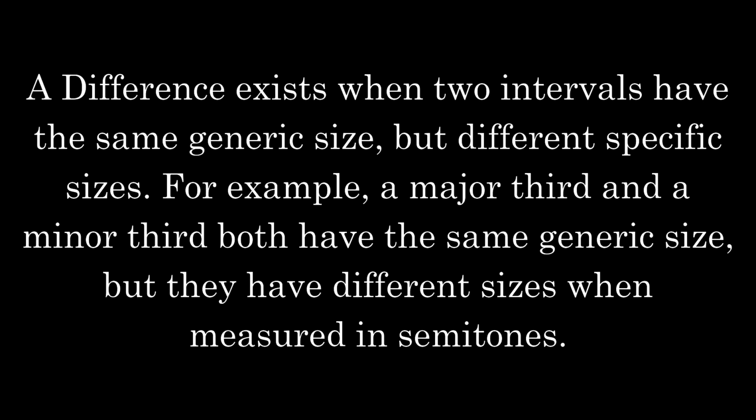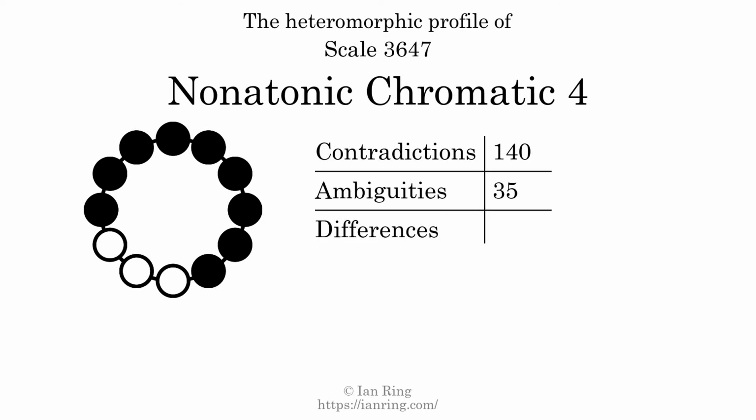A difference exists when 2 intervals have the same generic size, but different specific sizes. For example, a major third and a minor third both have the same generic size, but they have different sizes when measured in semitones. The number of differences in this scale is 120.